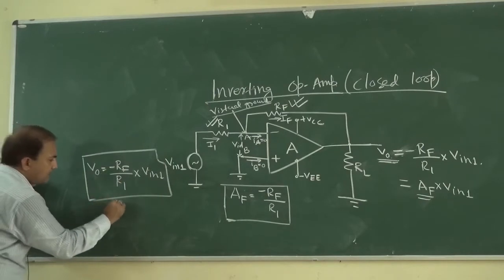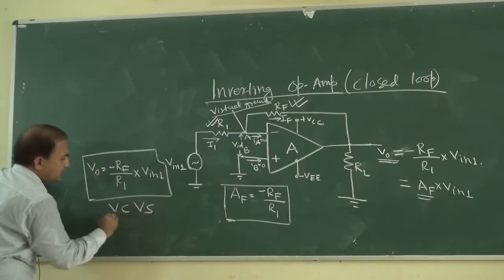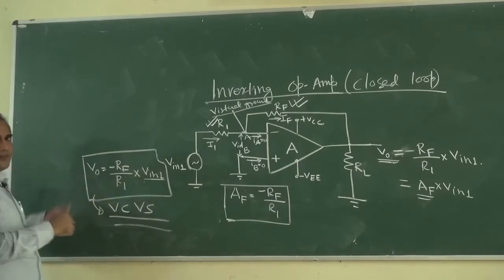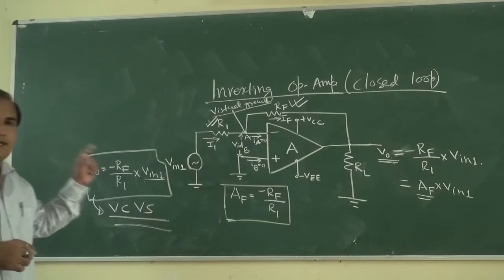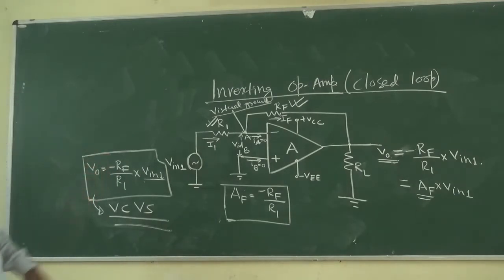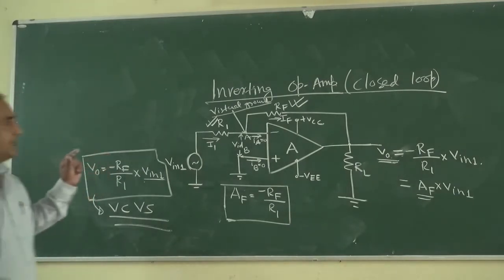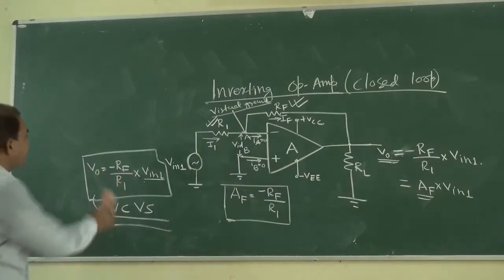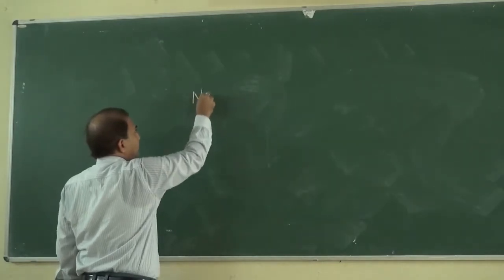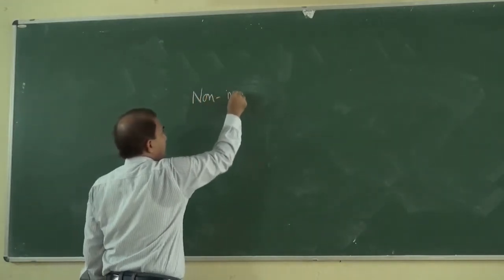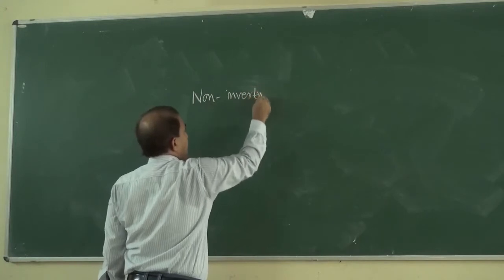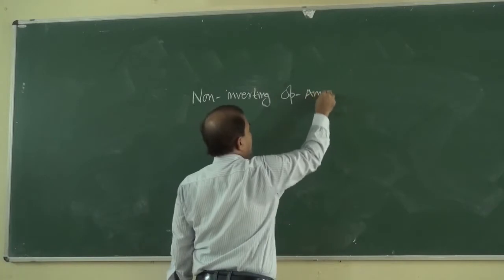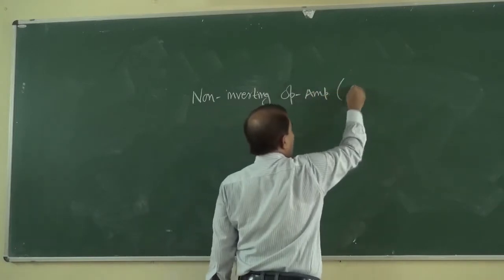So it can be considered as a voltage controlled voltage source. It is controlled by RF, R1 and Vin1. So it is also known as a voltage controlled voltage source. So this is all about the inverting operational amplifier in closed loop configuration. Then we will see the second one, the non-inverting operational amplifier in closed loop.